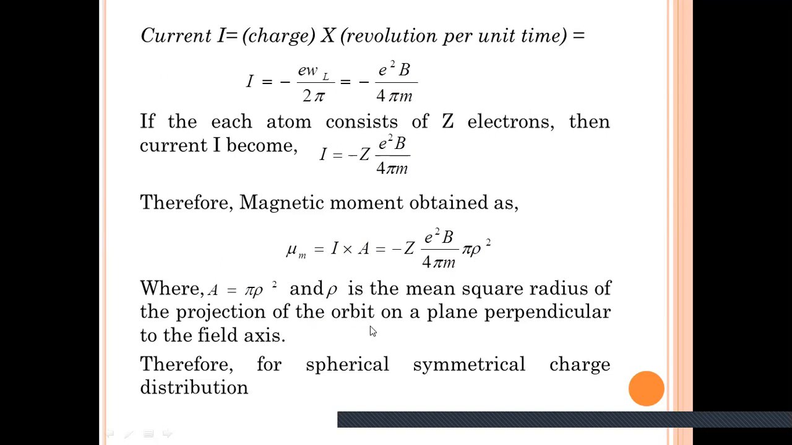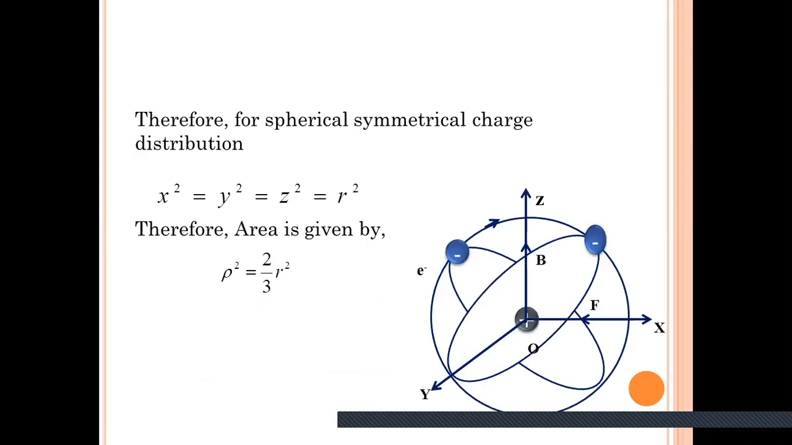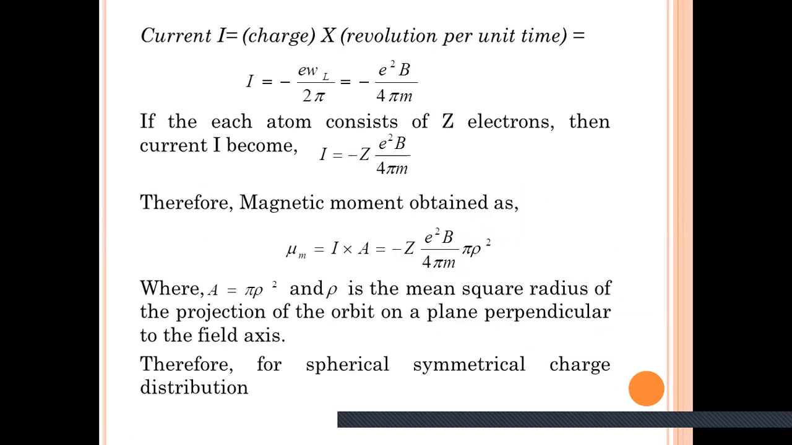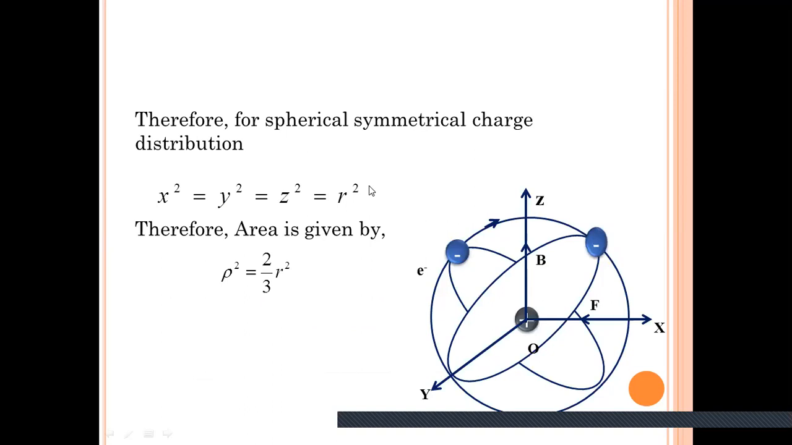Therefore, this is a spherically symmetrical charge distribution. You can show the animation here. This electron is moving along a spherical path. Also, this electron is moving in a spherical way. Therefore, the electron may or may not move in a circular path.